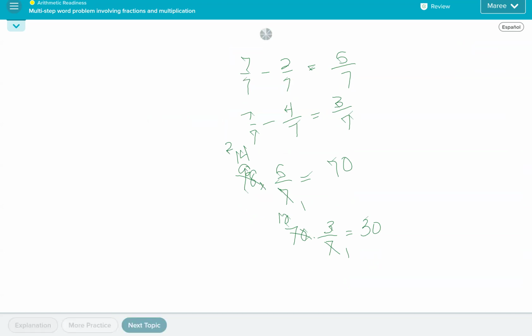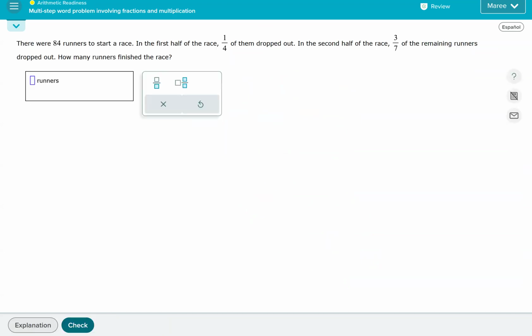So let's do the next problem. We have 84 runners who started a race. 1/4 dropped out in the first half. In the second half, 3/7 of the remaining dropped out. How many runners finished the race? So we don't want to know how many dropped out. We want to know how many finished. So if we take 4/4 minus 1/4, in the first half, 3/4 were still running. In the second half, we take 7/7 minus 3/7, which is 4/7. So in the second half, 4/7 of what was left are still running.